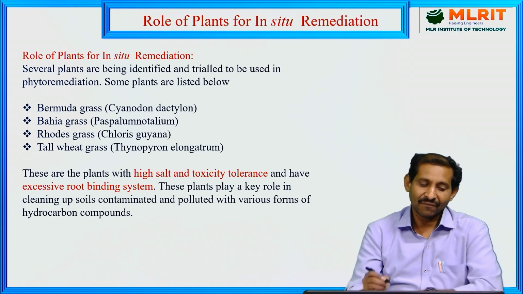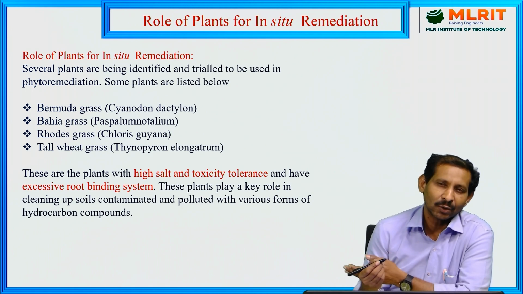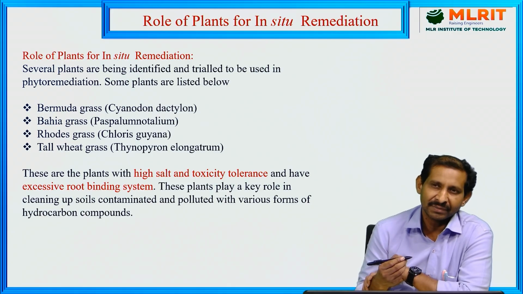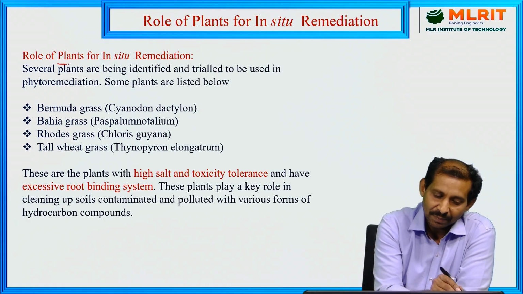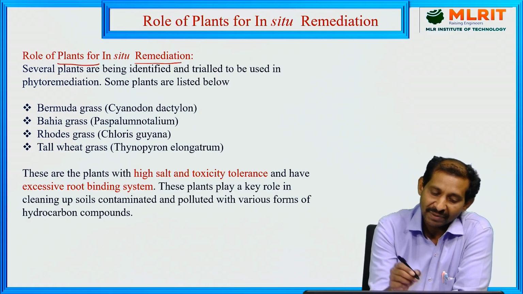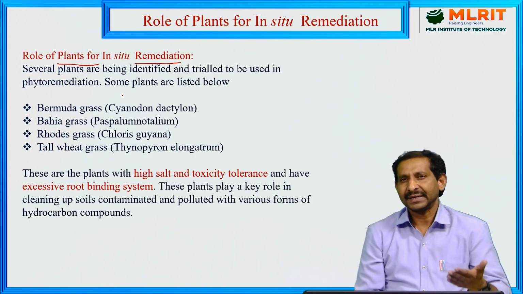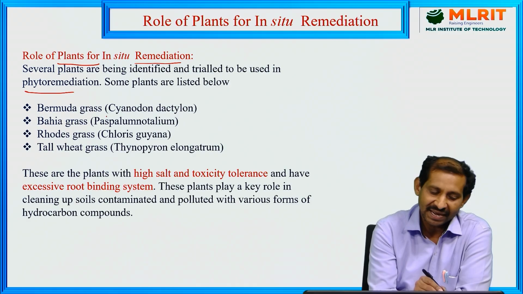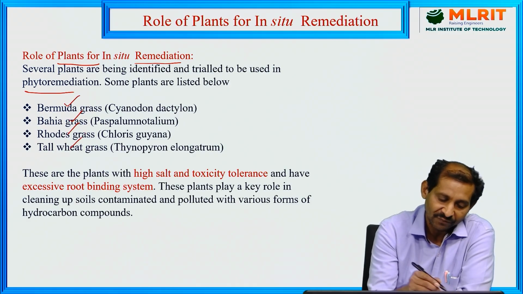Now, coming to the role of plants in in situ bioremediation. Generally plants and microorganisms, whether bacteria, fungi, or different microbes, are utilized as a source. So what is the role of plants in in situ bioremediation? Different types of plants have already been trialed for use in phytoremediation. Some of the plants discussed here are Bermuda grass, Bahia grass, rhodes grass, and tall wheatgrass.